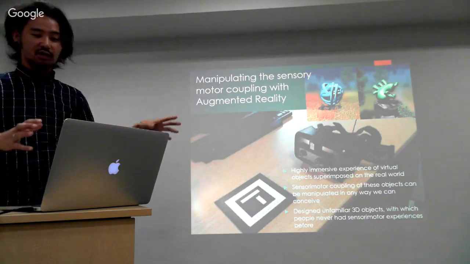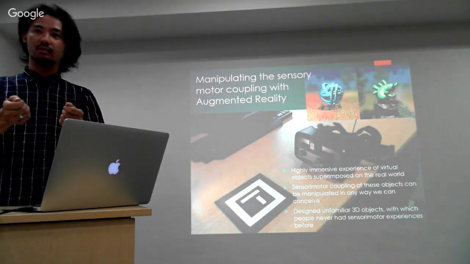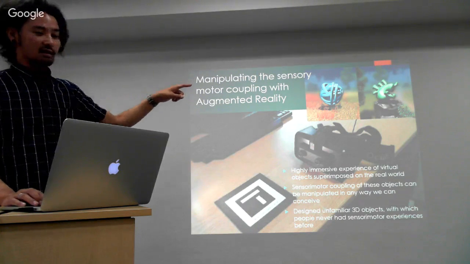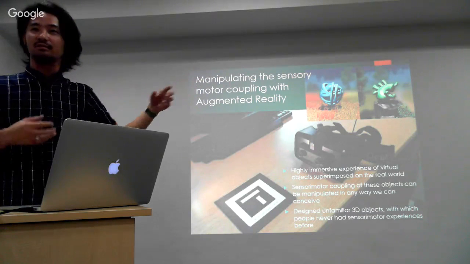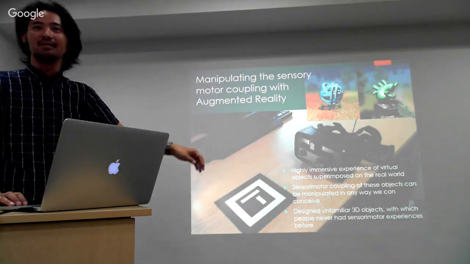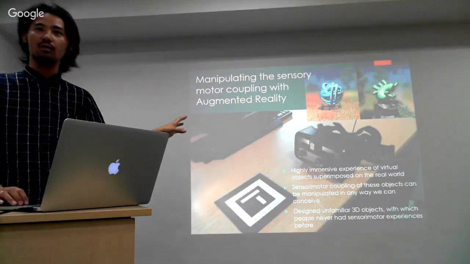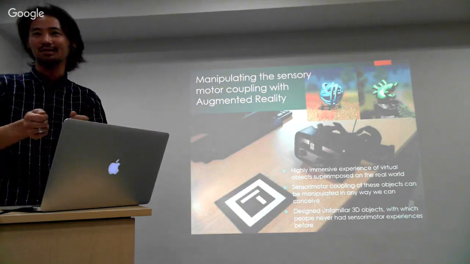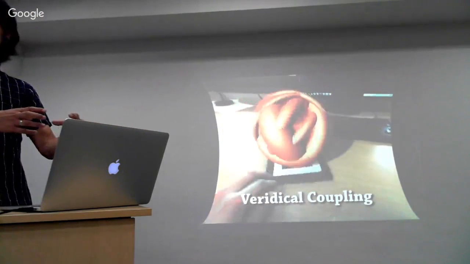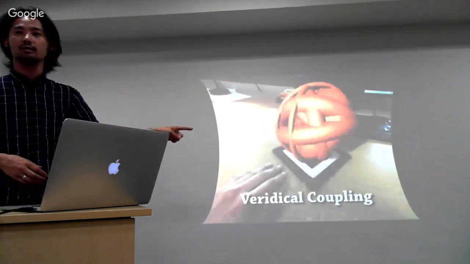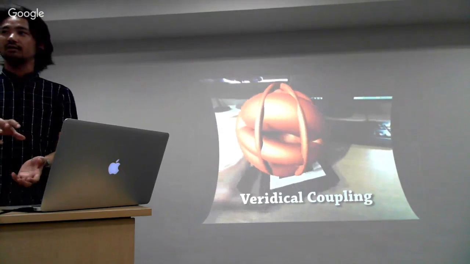And because the object is all virtual, I can manipulate how people can interact with the object in many different arbitrary ways. A normal object like a cup, we already master the sensory motor coupling. So I just designed a new shape of object, a bit weird shape, so that people never actually have a sensory motor experience before. But you can maybe imagine how to interact. And this is the object I just projected on this augmented reality marker. So with the head-mounted display, even to me, it's really realistic. I cannot say this is not existing in the real world.